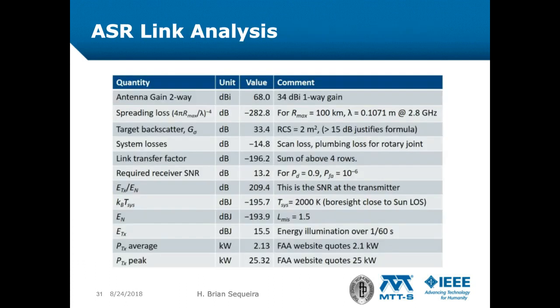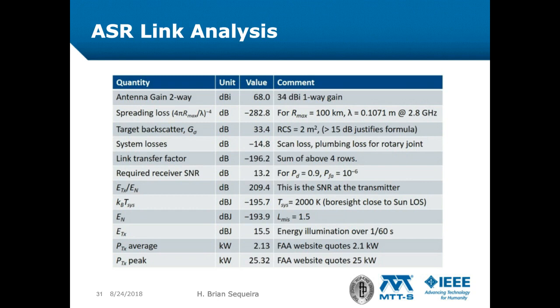The table provides an example of the link analysis that is used, using the energy formalism developed in this tutorial. As you see, a number of factors have been put in there. For example, the antenna's two-way gain is 68 dBi, and the spreading loss at maximum range for a wavelength of 10.7 centimeters at 2.8 gigahertz is 282.8 dB.